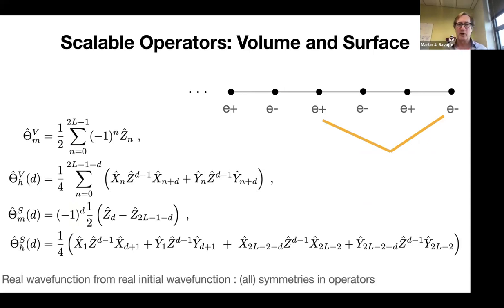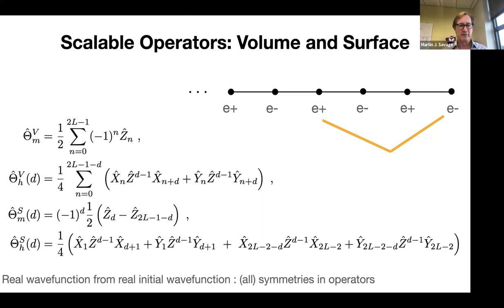To give you some idea, I'm not going to dwell on this, of what the operators look like. They're pretty straightforward. They're operators in the Hamiltonian, but generalized to arbitrary separations. And of course, with the necessary Z operations between the fermion fields. So if one applies the e to the i of these operators, then of course, one will go from a real initial state to a complex wave function.